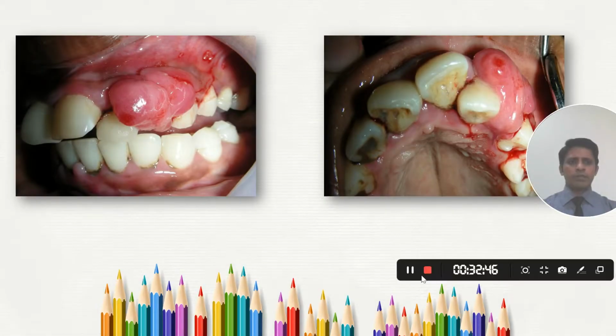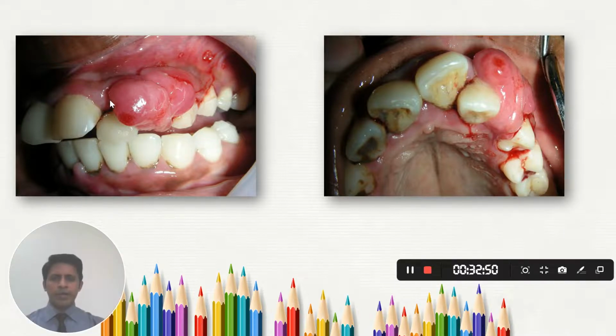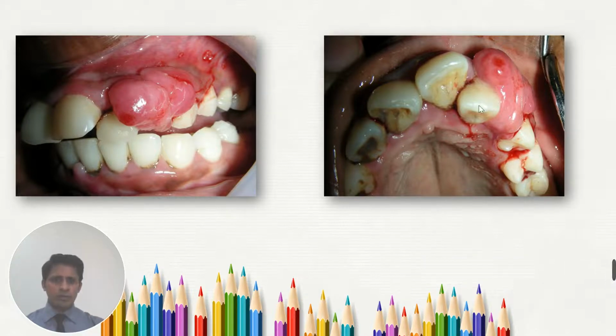This is the picture showing fibroma. It is a benign type of gingival tumor in the maxillary arch. This is the occlusal view. It extends palatally also, displacing the teeth.